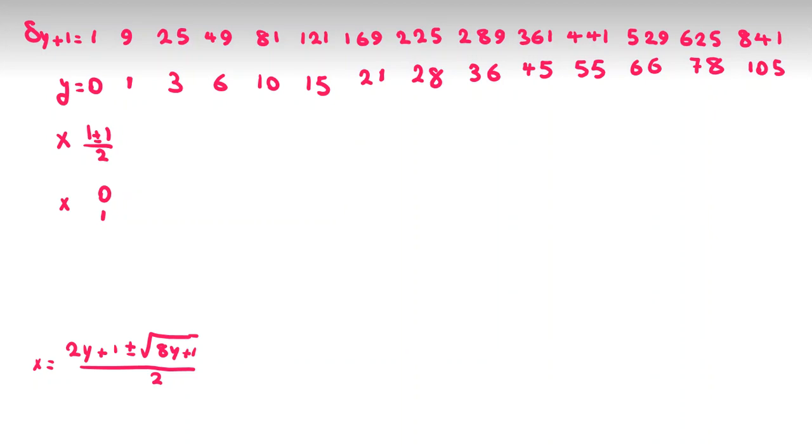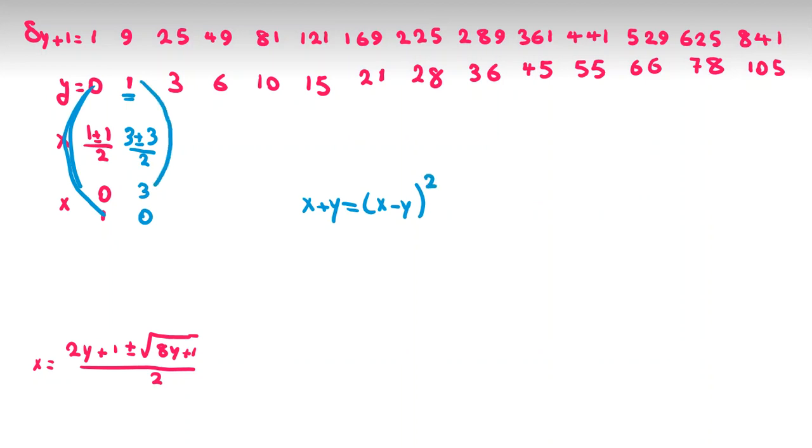Now the next one. Let's change the color. y is 1. 2y plus 1 is 3. 3 plus or minus the square root of 8y plus 1, which is 3, over 2. It will be 6 over 2, 3, or 0. Let's check in our main equation, x plus y, x minus y squared. For example, 0, 0 works, 0, 1 also works. 1, 3: left side 4, right side 4. Yes, we will see these numbers work.